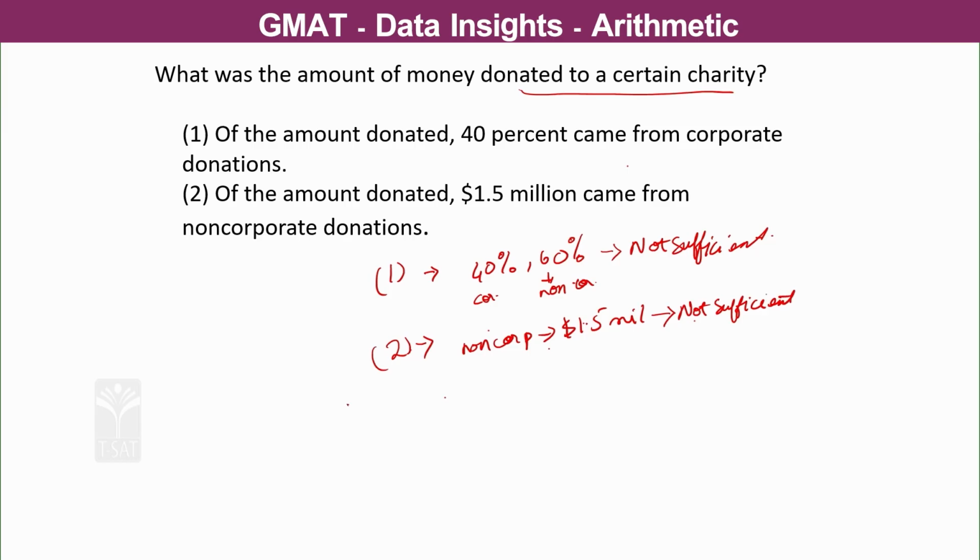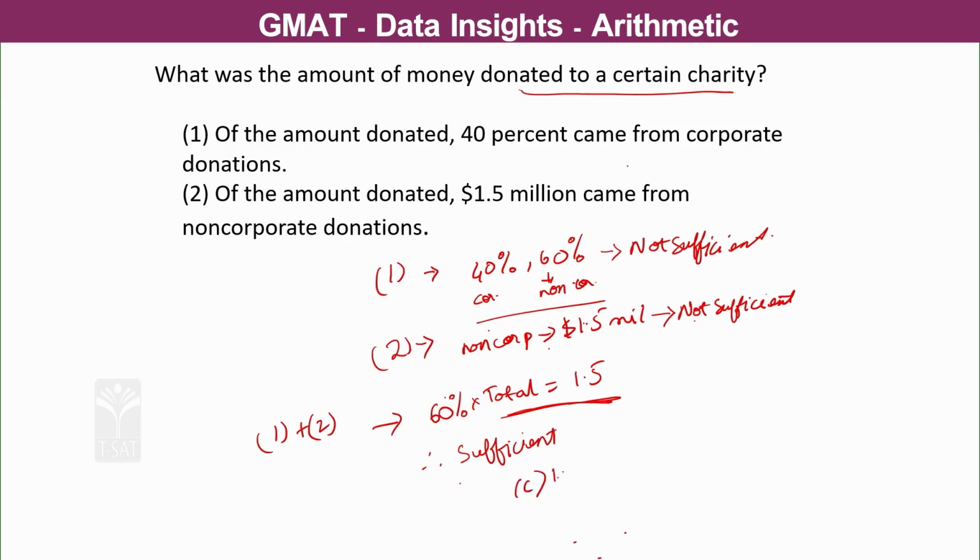But when you put both of these statements together, from statement 1 you know that 60% is non-corporate donations. So, equating that, we can say that 60% of the total money is equal to 1.5. You can solve this to easily find the total money. So, yes, statements 1 and 2 together are sufficient to answer the question. The answer is answer option C. Let us look at the next question.